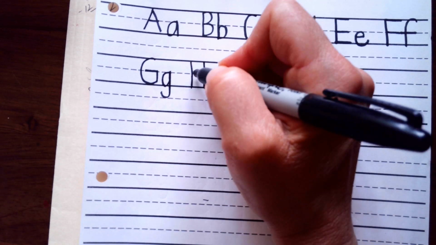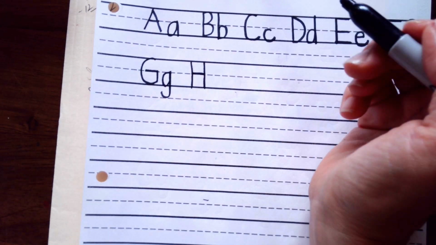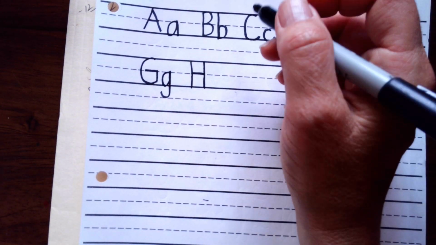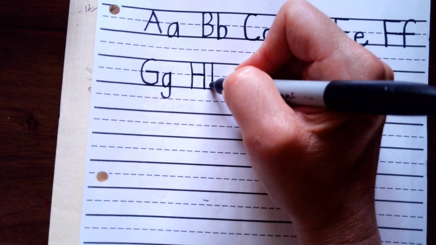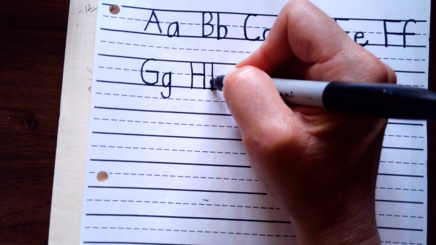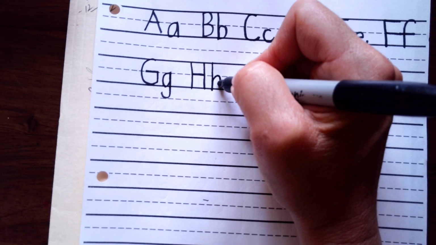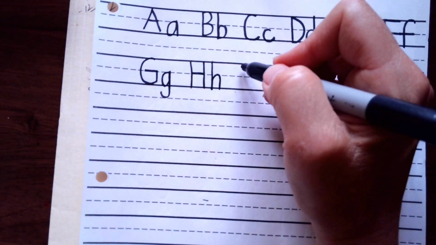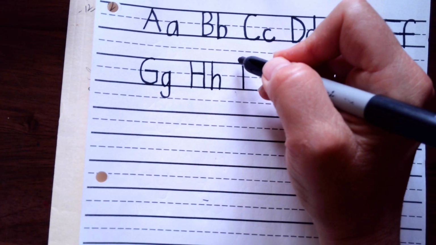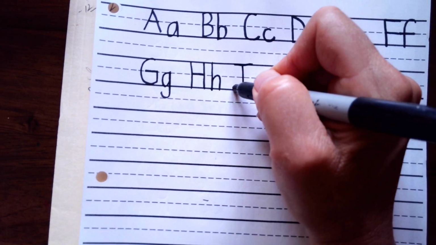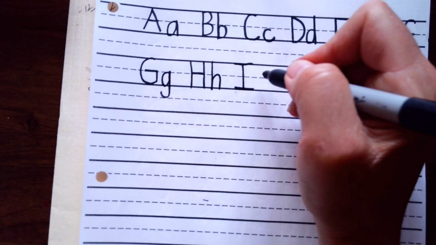Uppercase H, I use the whole line. I make 2 lines down, and I cross in the middle. Lowercase h, I use the whole line. I go down, come halfway up, and over. Uppercase I, I use the whole line. I cross at top and I cross on the bottom.